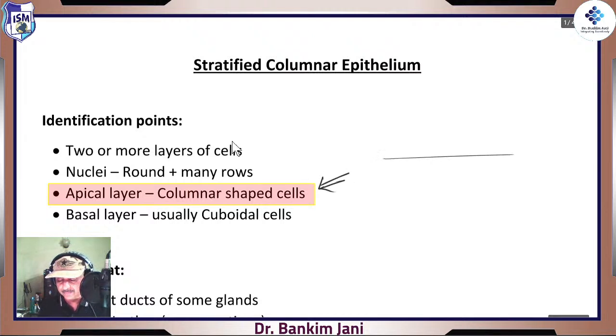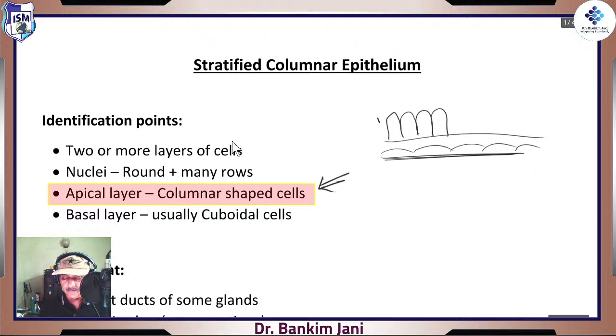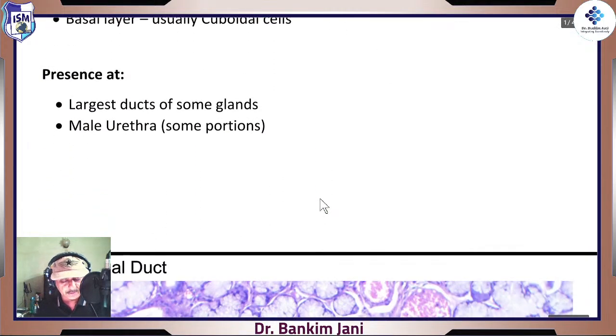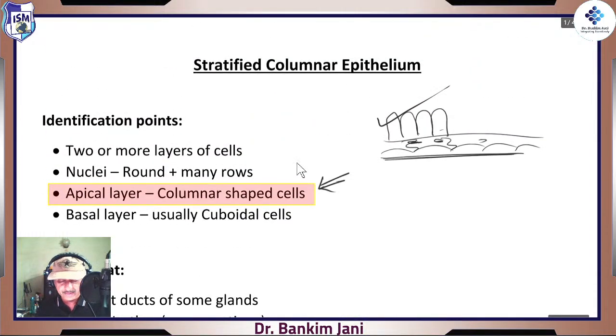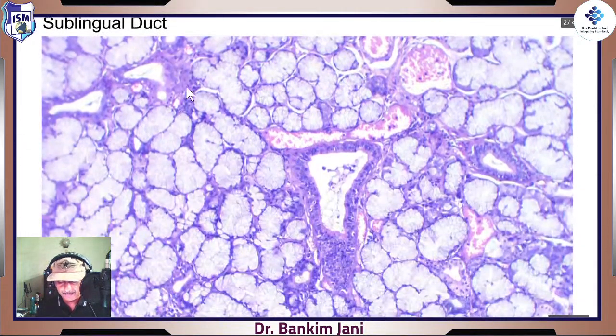In case there are more layers, it might look like the basal layers are flat, but what we are dealing with is those topmost layers. If those topmost layers are columnar, we shall call it columnar, right? We'll not be looking at other layers. We'll just look at their nuclei, whether they are present, and whether there are multiple layers of them. The largest ducts of some glands and some portion of the male urethra have this very specific type of cells.